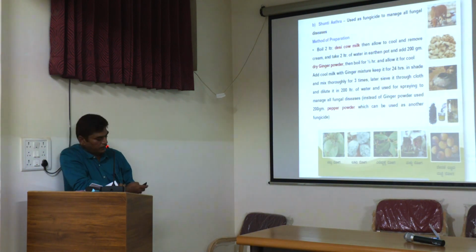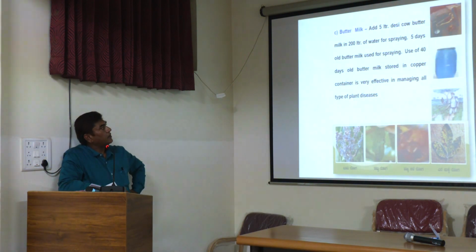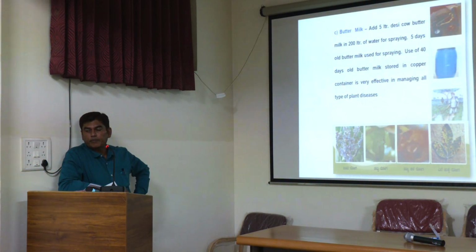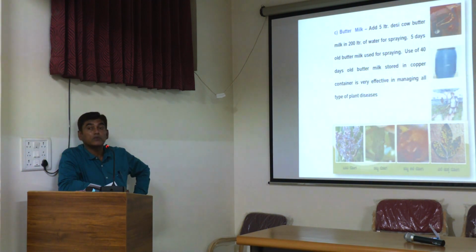One more fungicide, buttermilk. So 5 liter buttermilk in 200 liter. The important thing is that the buttermilk should be 5 days old, and if you use 40 days old buttermilk, that is most effective against all types of plant disease.